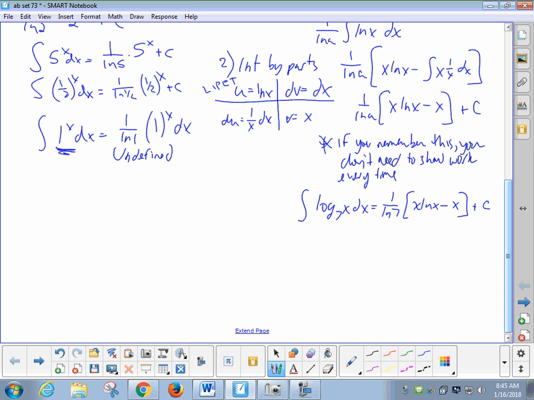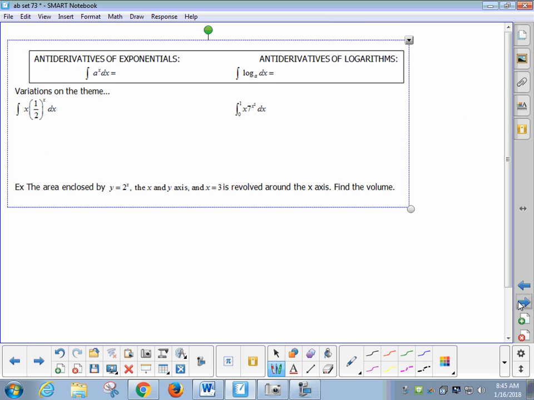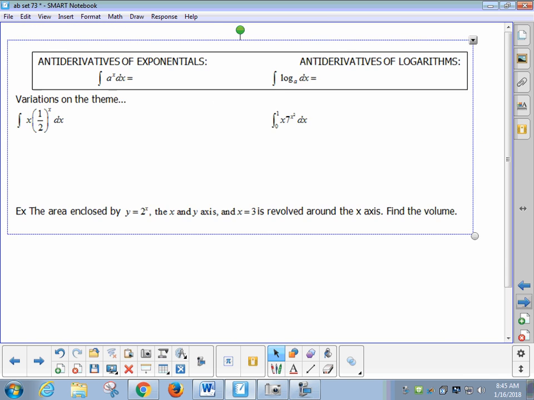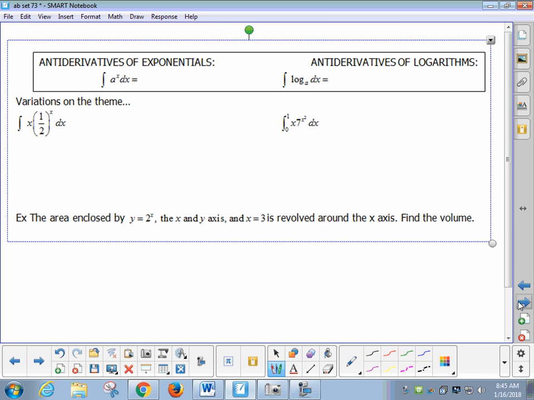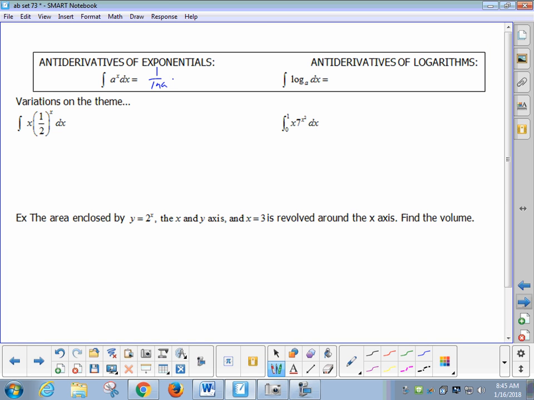Okay? Let's go with a little bit of applications. As we have learned a million times over, integrals have lots of applications. So let's use this within a context of a problem or two. Let's go back. What's the antiderivative of a to the x dx? Don't even look at your notes. 1 over natural log of a times a to the x dx. What's the antiderivative of log base a?